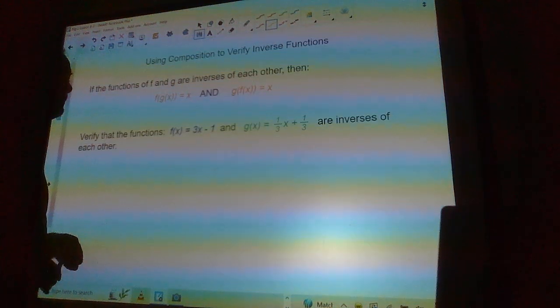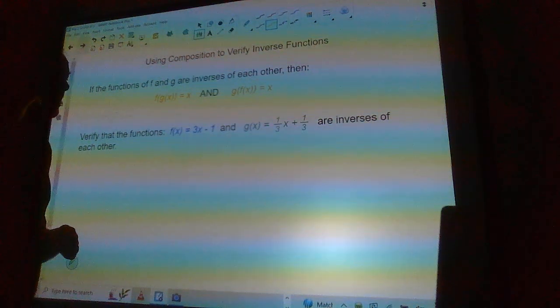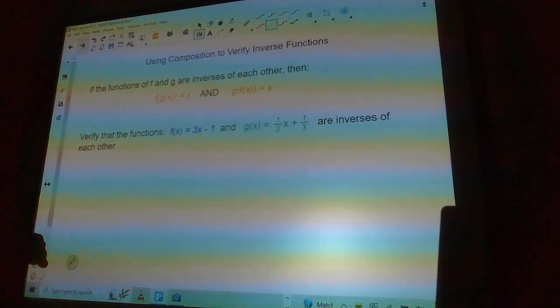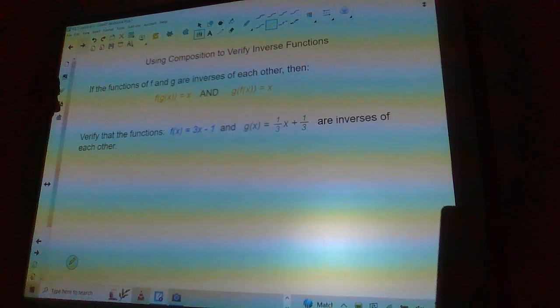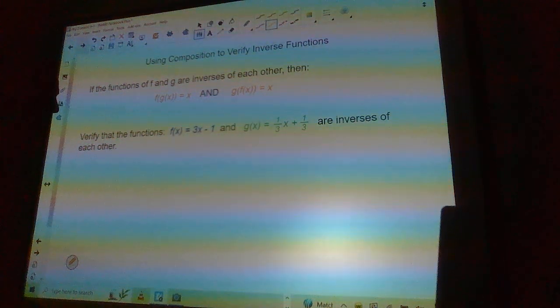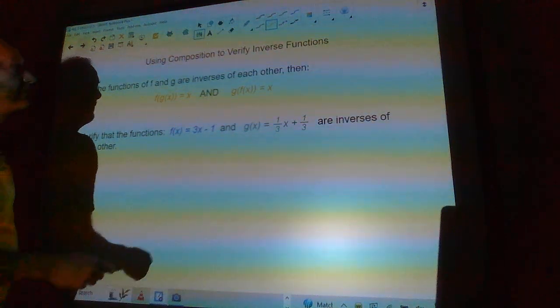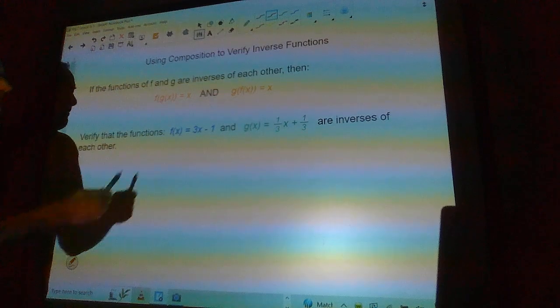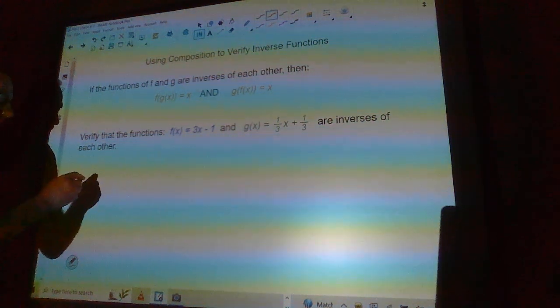All right, composition functions. If you've got functions and you need to verify that they are inverses of each other, you're going to want to find f of g of x, and you're going to want to find g of f of x, and you want both of them to be x. Okay, so let's go through an example of that. We've got f of x is 3x minus 1, and g of x is 1/3 x plus 1/3.